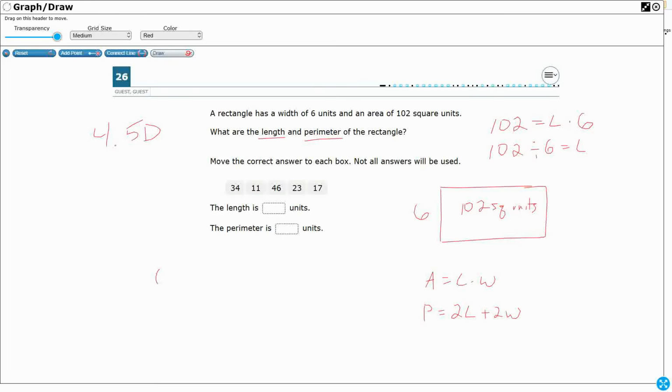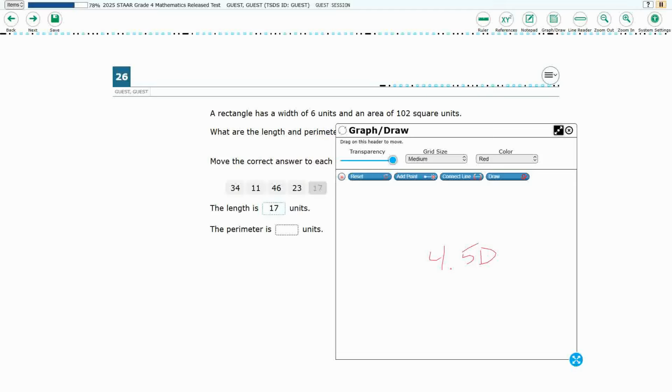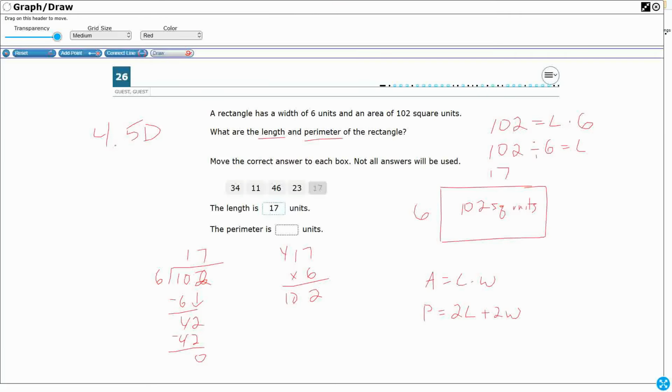So let's divide that 102 by 6. It's going to be nice and even. No leftovers, no remainders. All right, so 17. Looks like this is going to be our length. Just to verify, let's go back. There you go, there's our 102. All right, so our length is 17. Now, we could use that to find our perimeter. Remember, perimeter is all the way around.